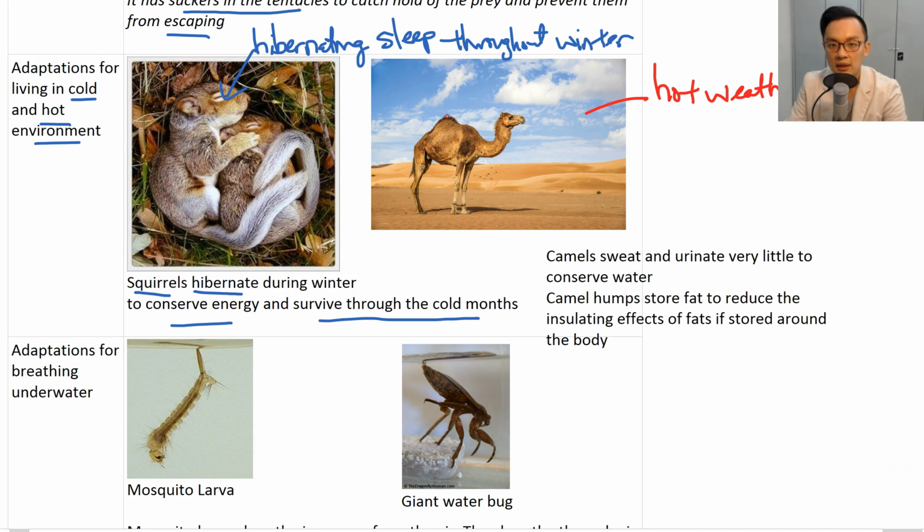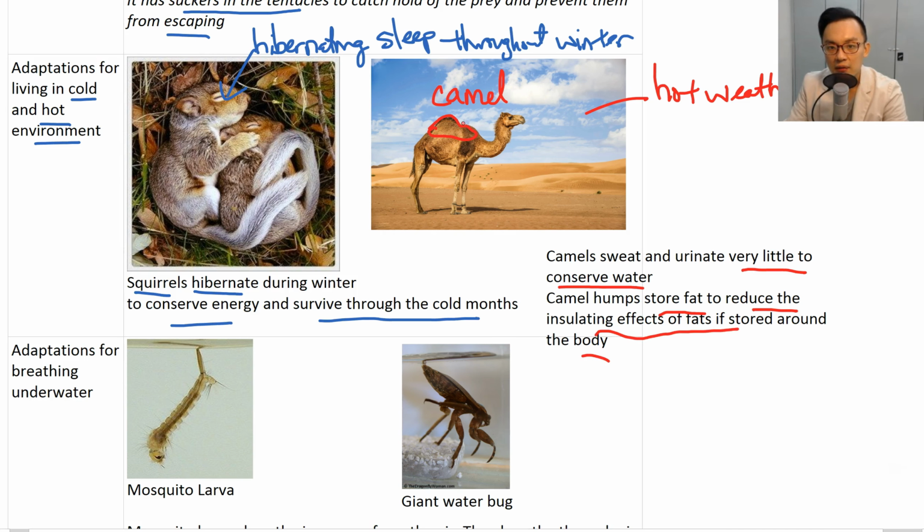This is a picture of a camel, and camels sweat and urinate very little to conserve water. So they don't urinate a lot. And this is the hump of a camel. The humps store fat. It's not water. The camel humps store fat to reduce the insulating effects of fat if it were stored around the body.